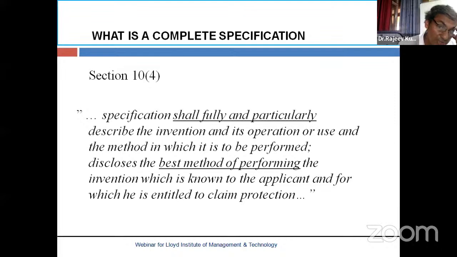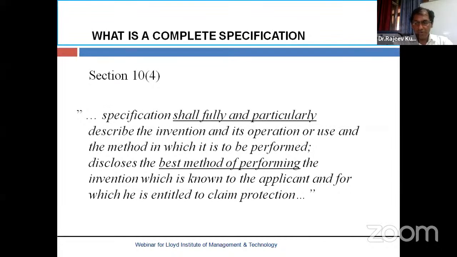So a complete specification shall fully and particularly describe the invention and its operation or use and the method in which it is to be performed. It should disclose the best method of performing the invention, which is known to the applicant and for which he is entitled to claim protection. So specification should be a complete disclosure.